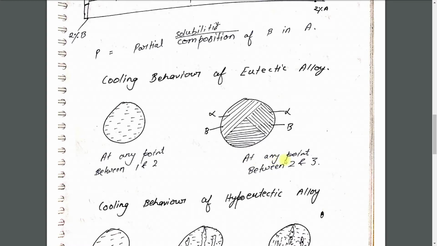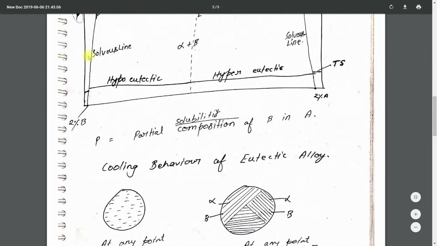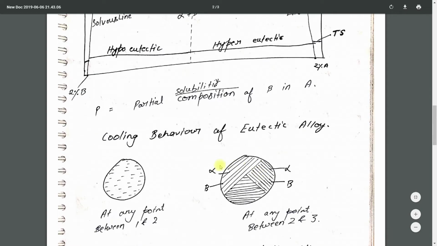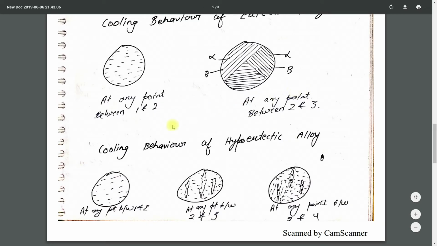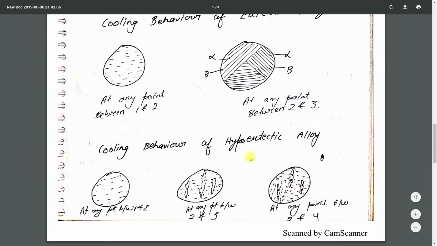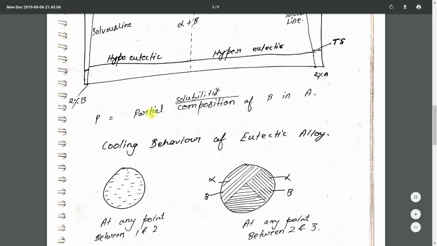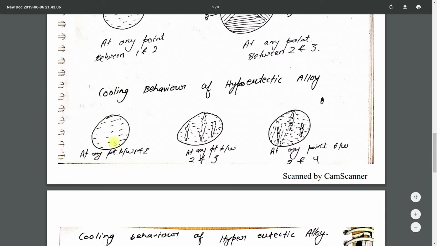Okay, at any point between 2 and 3, because the temperature decreases and solidification gradually started here. Similarly, the cooling behavior of a eutectic alloy. At any point A, hypoeutectic. Okay, so the line will be drawn here, like this. So in this region 1 to 2, all the phase is only homogeneous, so this is a pure homogeneous liquid.